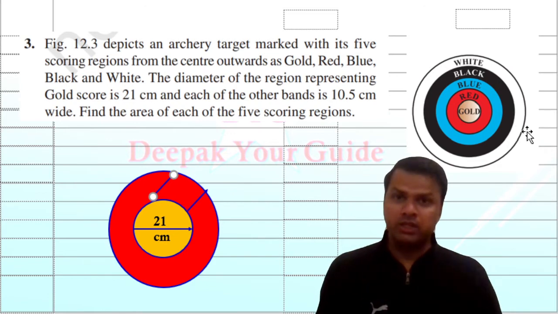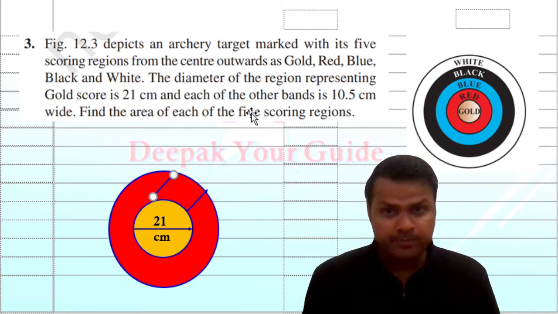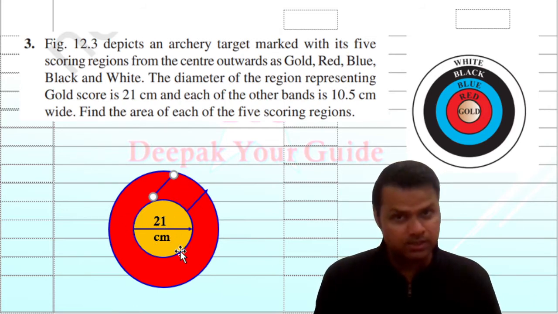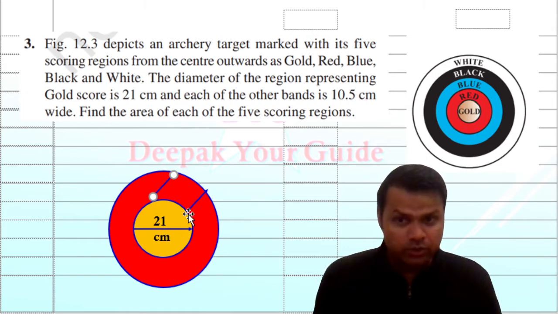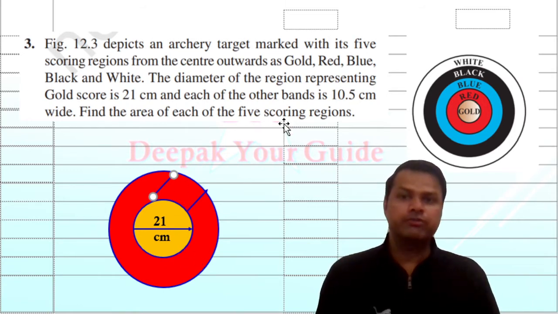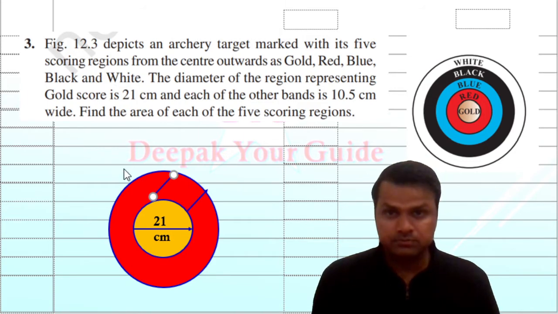I hope you have got the idea what this question says. In this question, we have got 5 different regions. I just made 2 here. The first one, we are starting with gold. This is in the center. Now we are moving outward. For this gold region, which is a circle, the diameter is 21 centimeters. And now for each of these bands, the width of the band is 10.5 centimeters. That's what they have given. Now we have to find the area of each of the 5 scoring regions.